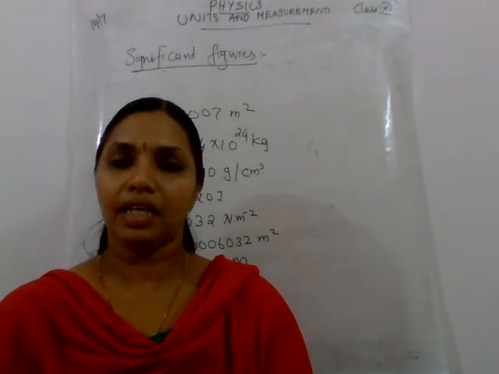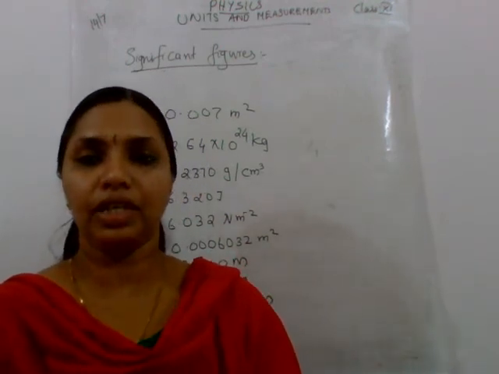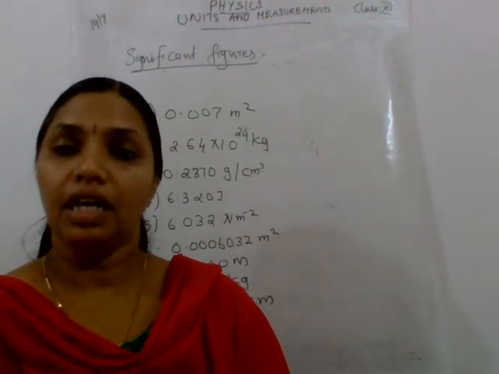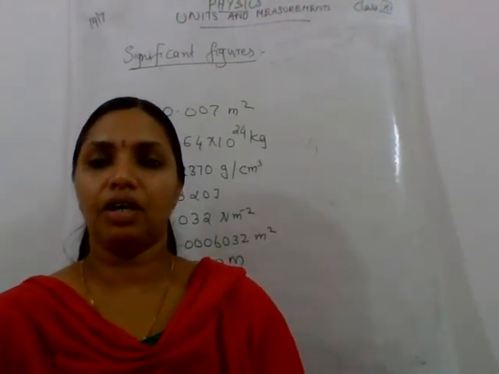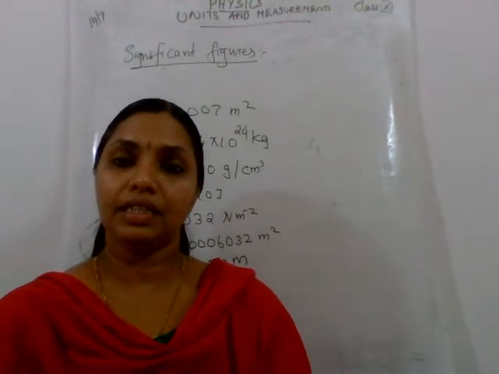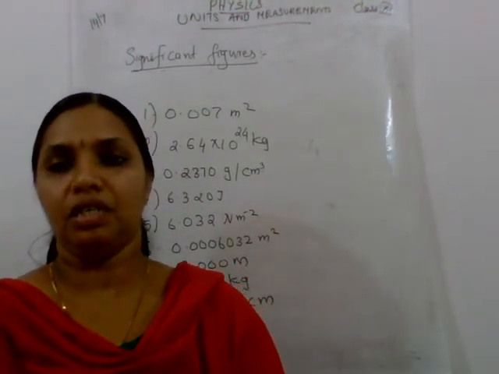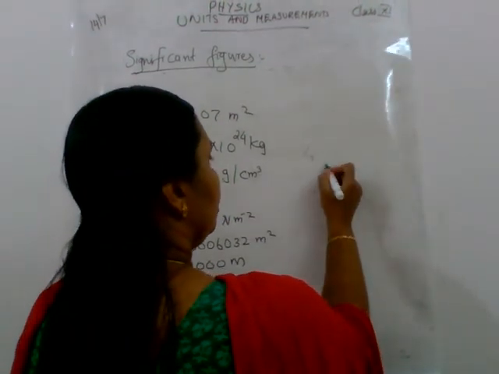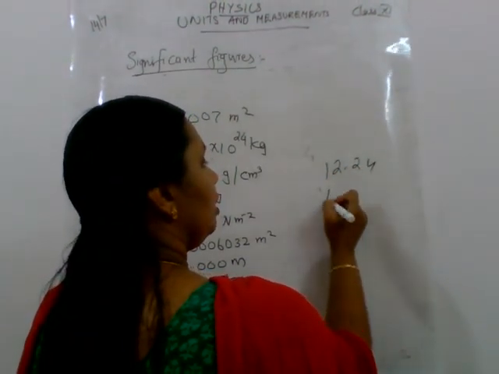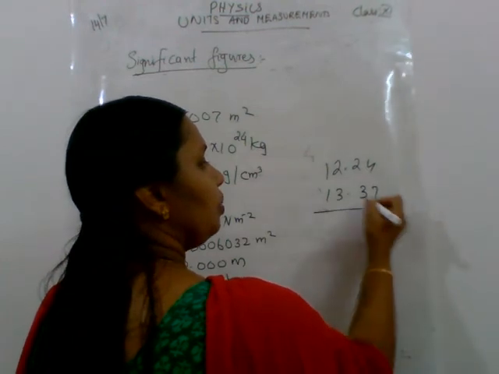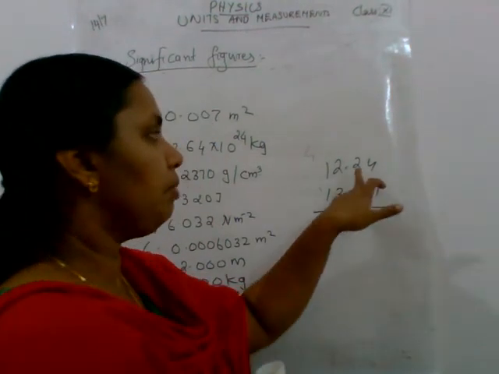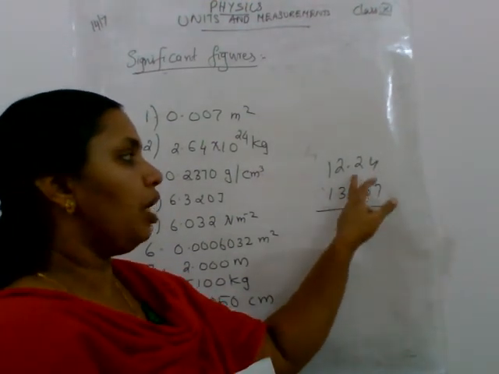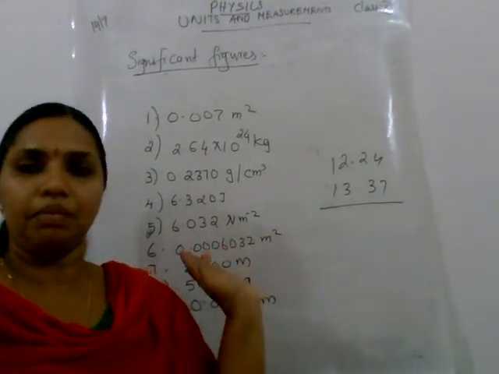After addition and subtraction, the number of significant figures in the resultant quantity will be written with the same number of decimal positions. Okay, decimal point. Here we are adding 12.24 and 13.37. In the result also, how many positions are there after the decimal? 2, isn't it? So in the result also, you have to retain those 2 decimal places.